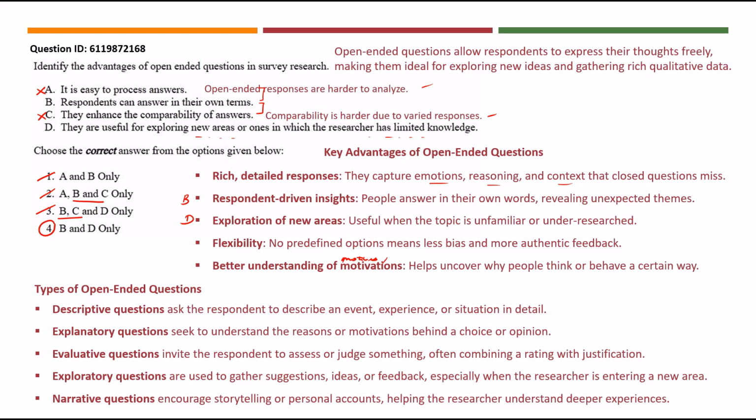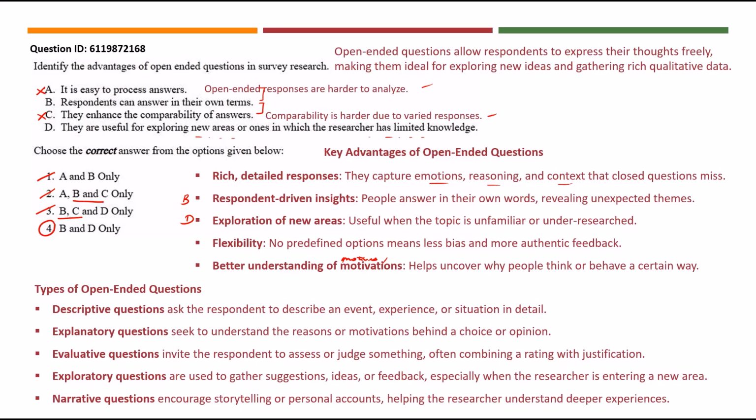What are the types of open-ended questions? We have descriptive questions, explanatory questions, evaluative questions, exploratory questions and narrative questions. What are descriptive type? These questions ask the respondent to describe an event, experience or situation in detail. Explanatory will seek to understand the reasons or motivations behind a choice or opinion. Why did you choose this particular group, or why did you choose this particular stream in your education? This will be explanatory questions asking for reasons.